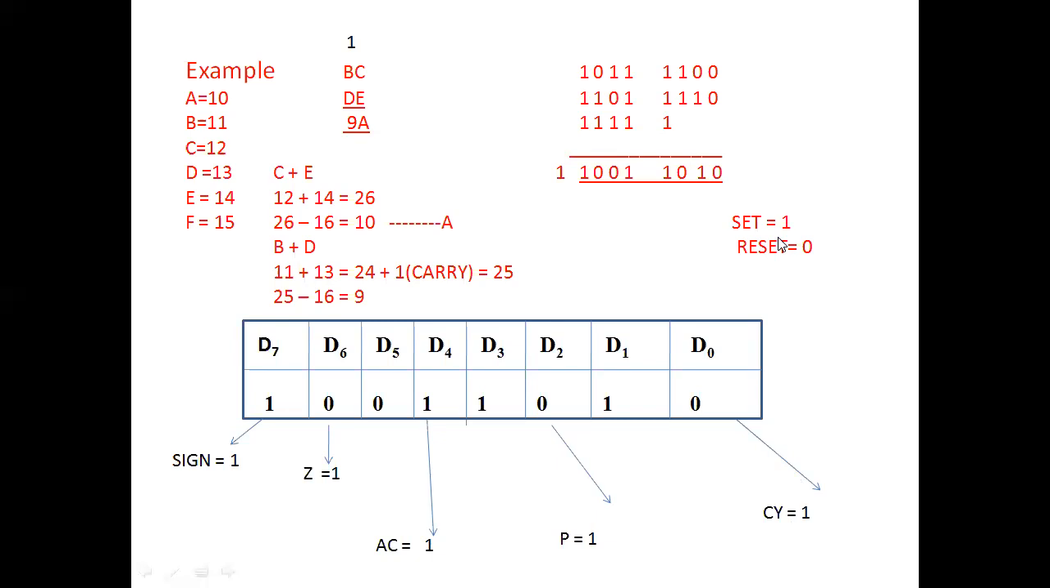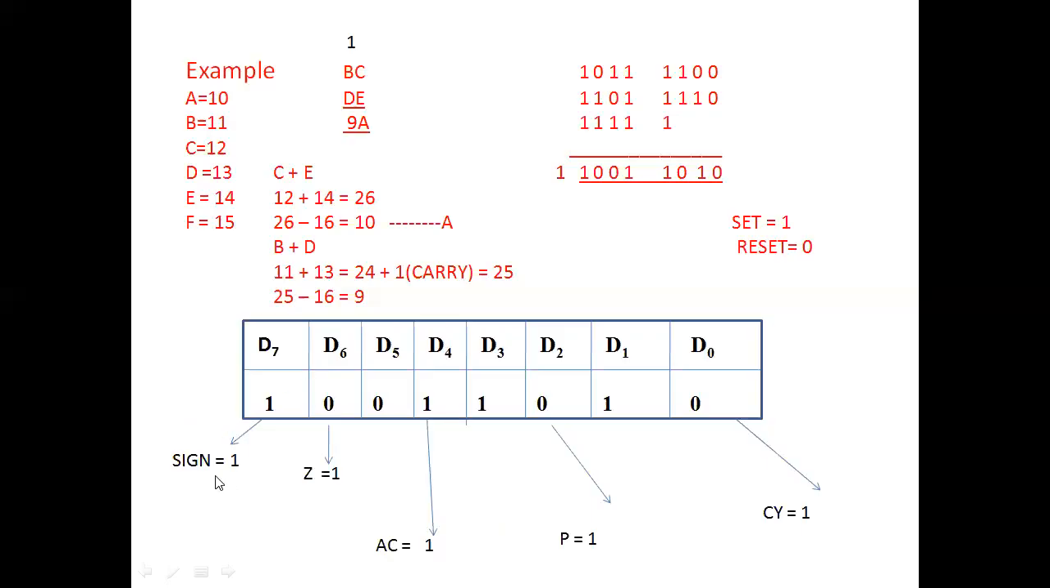Here set is equal to 1 and reset is equal to 0. See the first one, the D7 bit. D7 is the most significant bit. In this example, after performing the arithmetical and logical operation, this is the flag register, and I am putting this information into the flag register. The first one, D7 is equal to 1. D7 is the most significant bit. So when it is 1, sign is equal to 1. When I am getting 0, it will be 0.